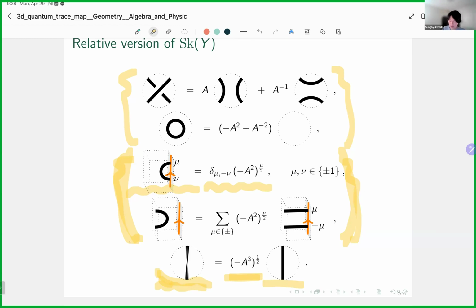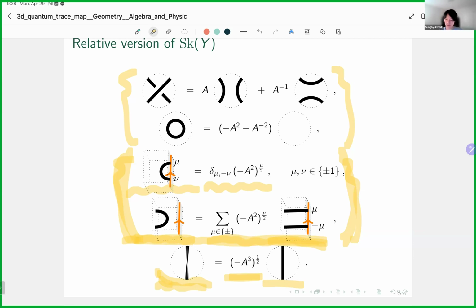The next relation allows us to collide a part of our link to the boundary marking. So on the left-hand side, we have a part of our link. We can pull it, collide it to the boundary, and open up that strand like this. And then we get this linear combination of two stated tangles given in this way.